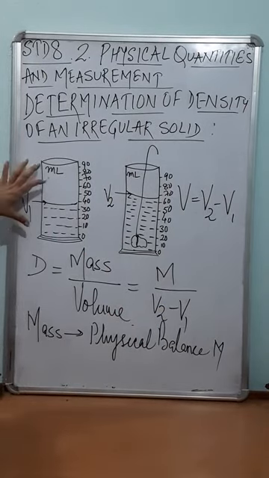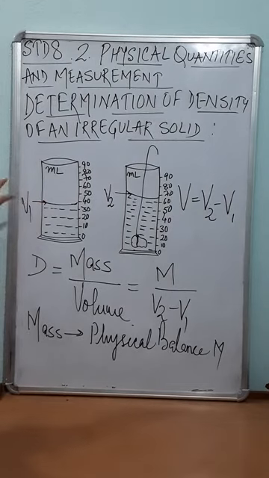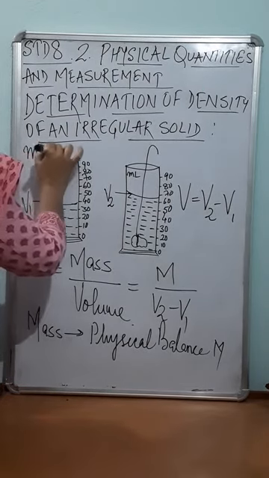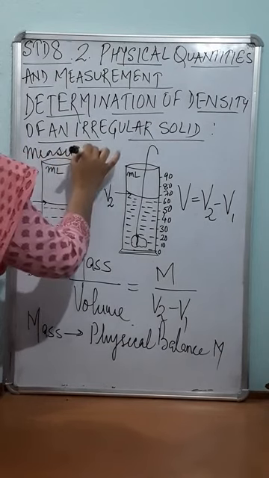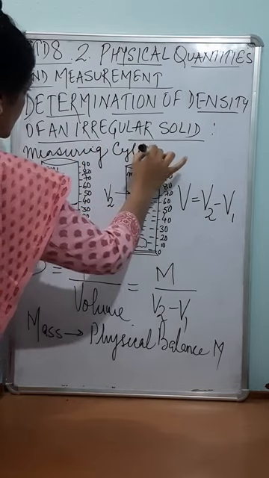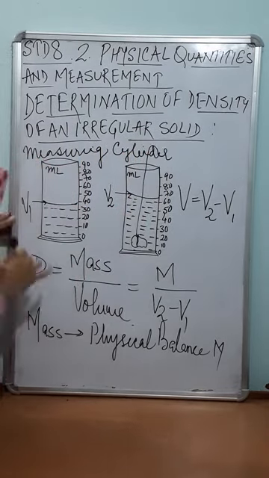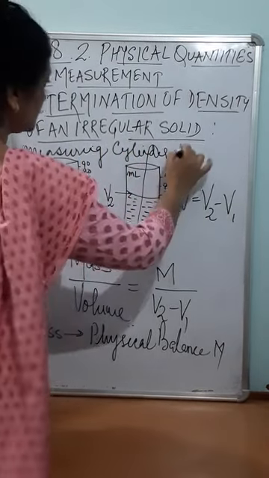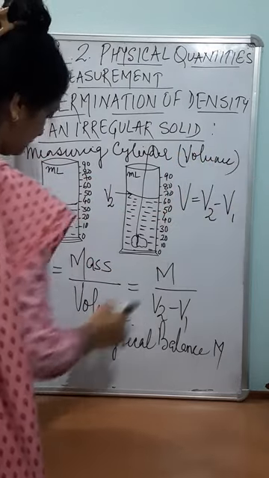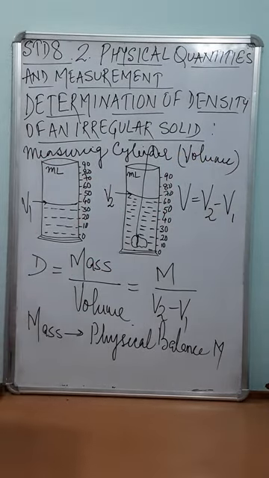This is a measuring cylinder, which is used to find the volume, and mass is found with the help of a physical balance.